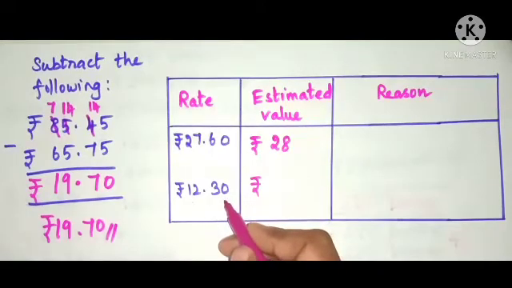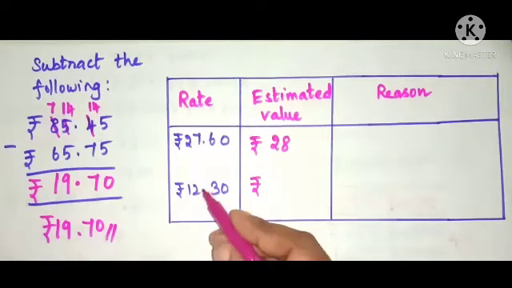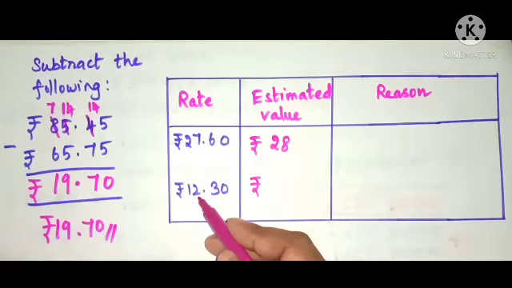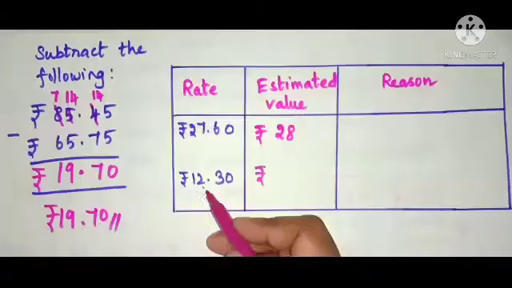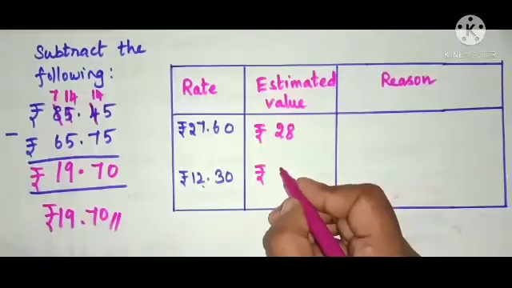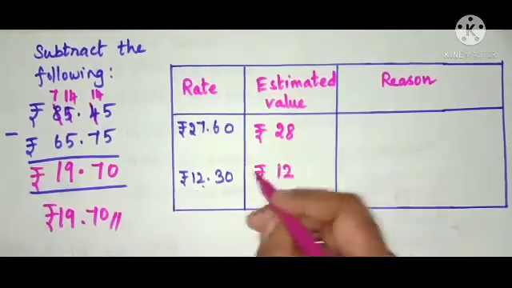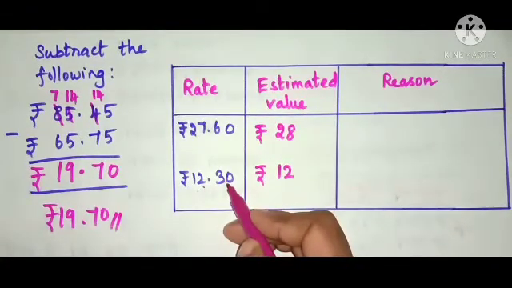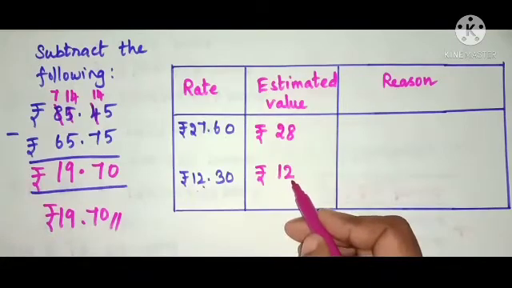If it is less than 50, that is the pice value is less than 50 pice, we have to keep the previous digit as it is. So there is no change in the previous digit. Previous digit, which means that the rupees value, there is no change in the rupees value. Therefore, the estimated value of 12 rupees 30 pice will be rupees 12.